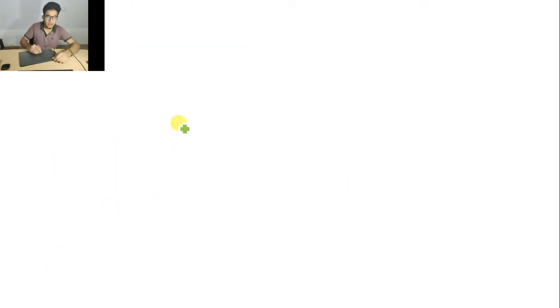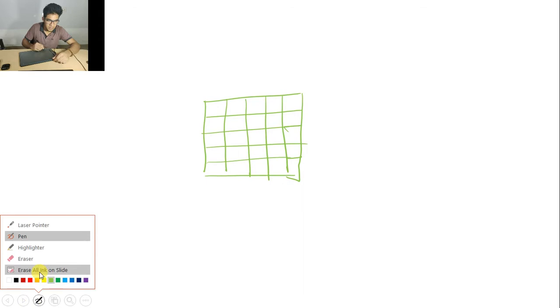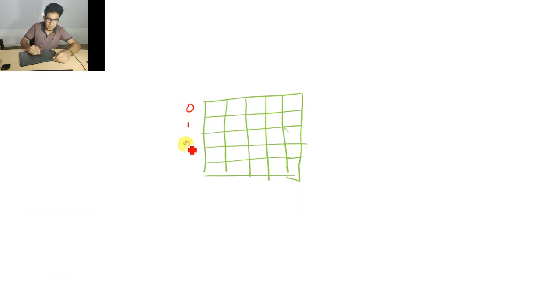Imagine that we have a grid like this, right? 1, 2, 3, 4 and 5. Here also 1, 2, 3, 4 and 5. So now I'll be writing these I and J values. 0, 1, 2, 3 and 4. 0, 1, 2, 3 and 4. Now if I want to draw stars in these places.